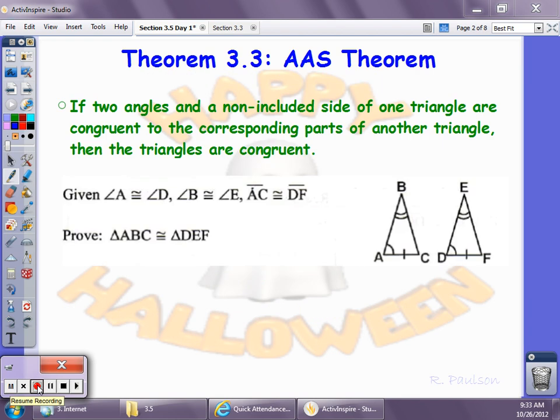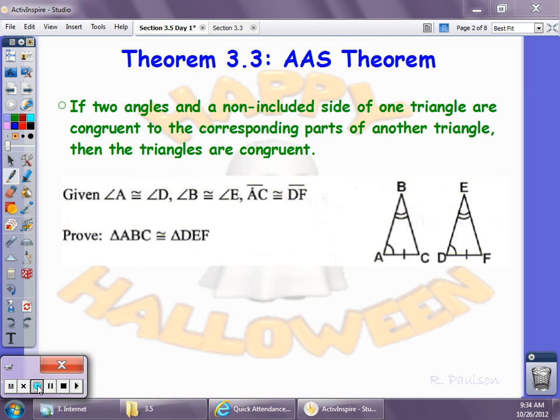The first method for today is Theorem 3.3, or the angle-angle-side AAS theorem. This states if 2 angles and a non-included side of one triangle are congruent to the corresponding parts of another triangle, then the triangles are congruent. So we are given that angle A is congruent to angle D, angle B is congruent to angle E, side AC is congruent to side DF, and those are marked in our diagram.